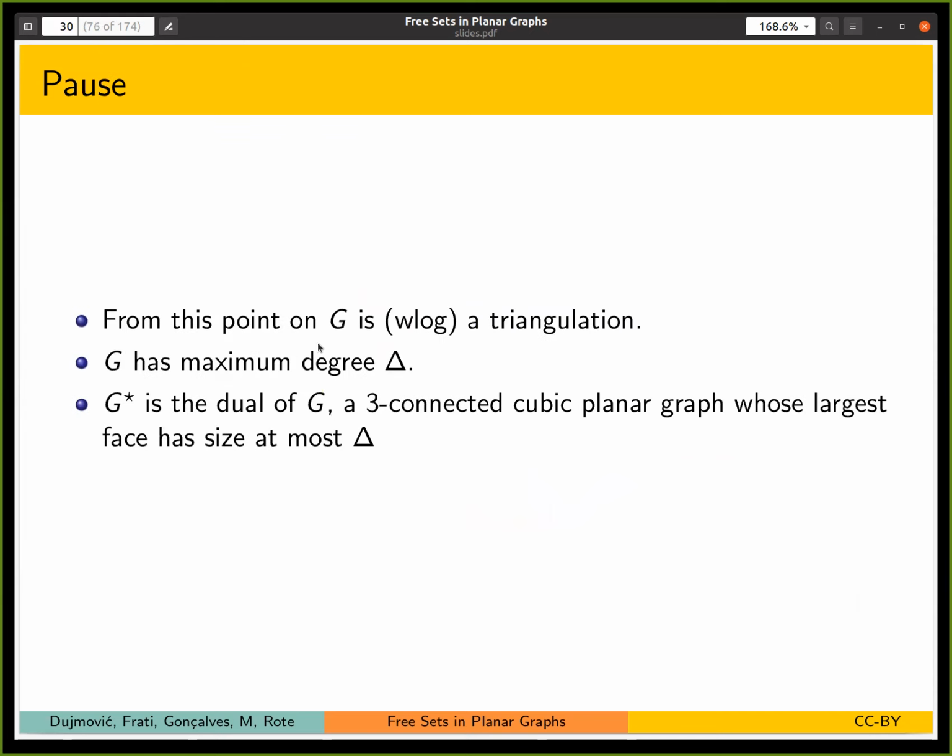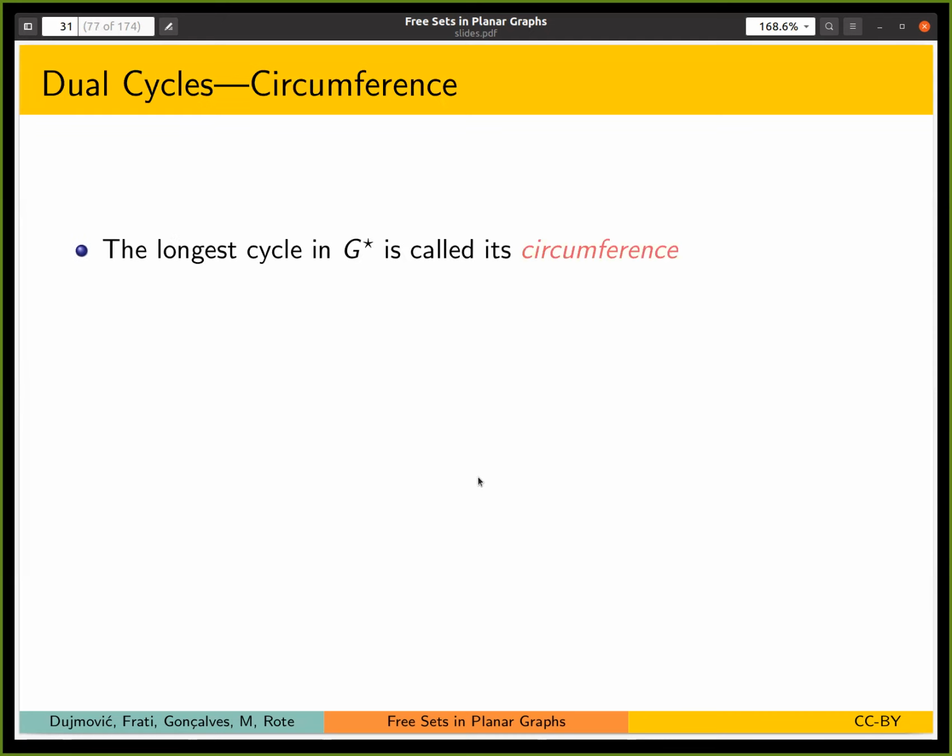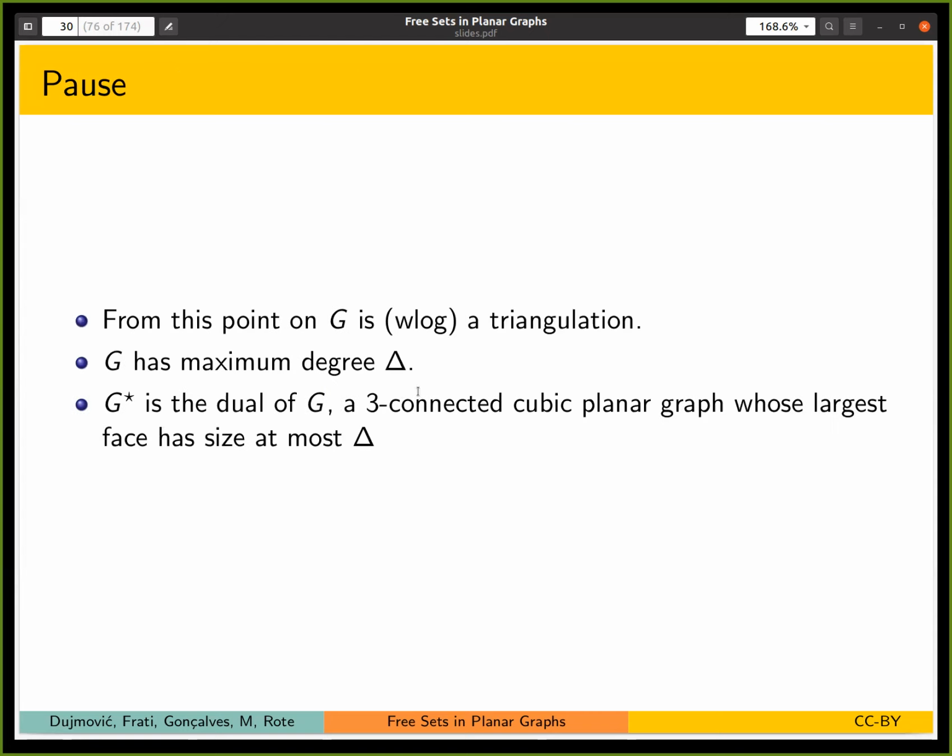So from this point on, our graph is a triangulation. Adding edges only makes the problem harder. It will have maximum degree delta. And when your graph is a triangulation, your dual graph is a three-connected cubic planar graph. And the bound on the degree of G gives a bound on the size of the largest face in the dual graph. And that's important. These things are three-connected and cubic.